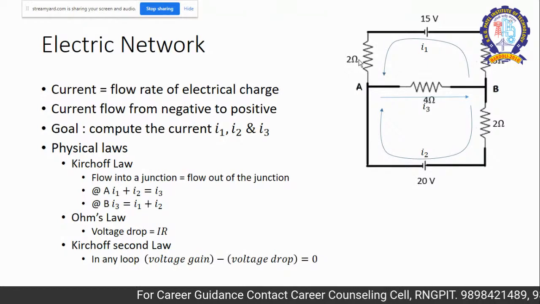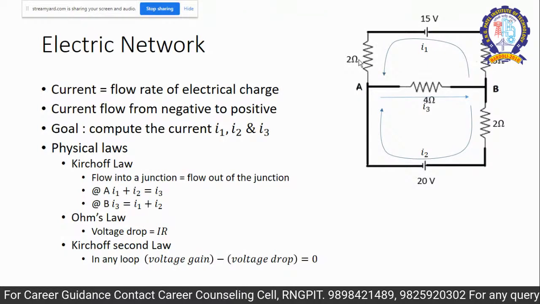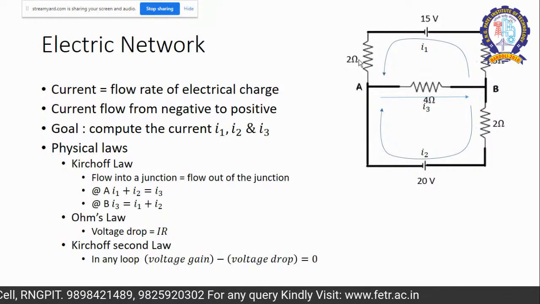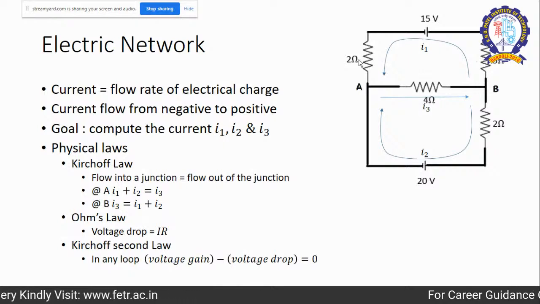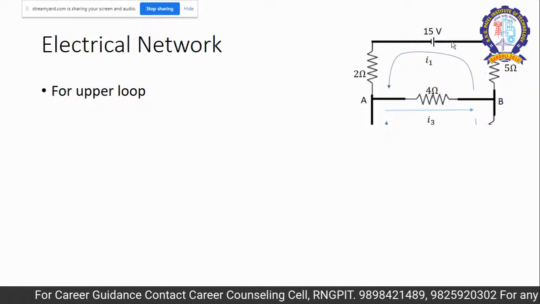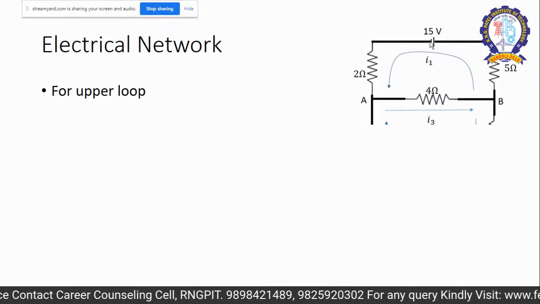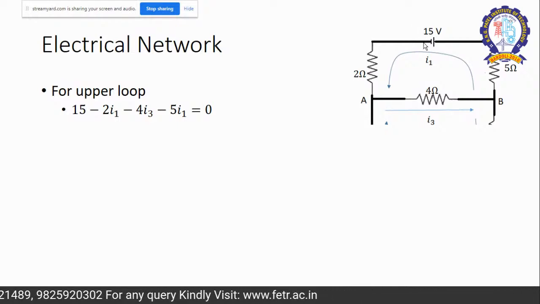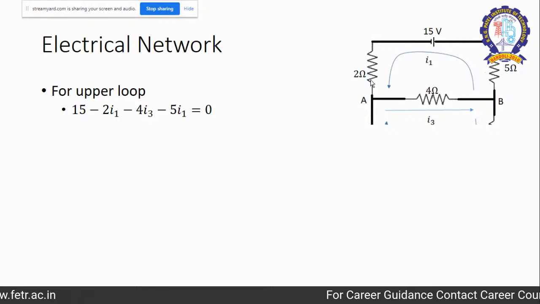Current into resistance. Kirchhoff's second law says that in any closed loop, voltage gain minus voltage drop is equal to 0. For the upper loop, we can start from this negative to positive terminal. It is 15, the voltage gained by the capacitor. From the resistance it is dropped, that's why it is considered as a minus.